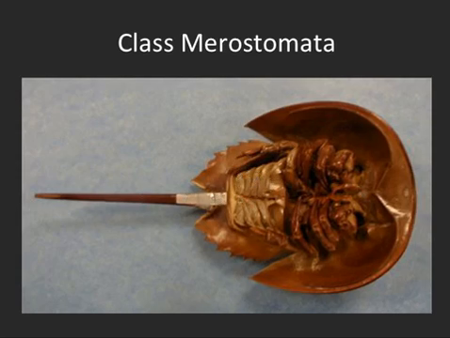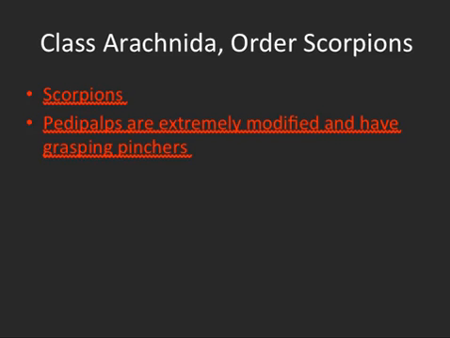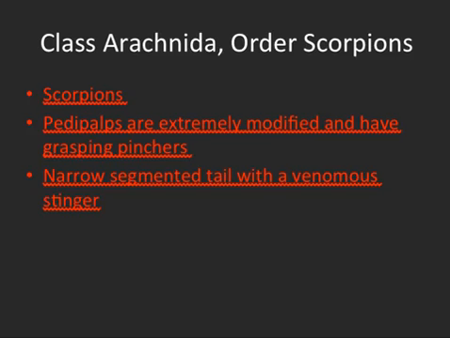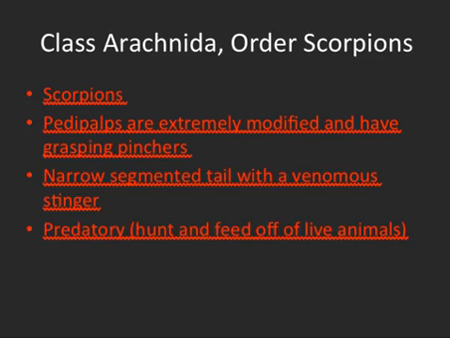So now we're going to be talking about class Arachnida. We'll first talk about order Scorpiones. Common name, scorpions. In scorpions, the pedipalps are extremely modified and have grasping pinchers. In fact, they're very long, and you may think that they're legs, but they're not. They're pedipalps, and they've just been extremely modified. They have a narrow segmented tail with a venomous stinger. In general, scorpions are very dangerous because of that venomous stinger on their tail. And they are predatory, which means they hunt. They go after animals actively, and then they feed off of those animals.